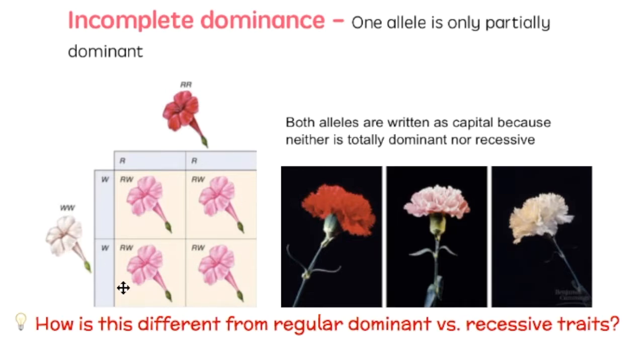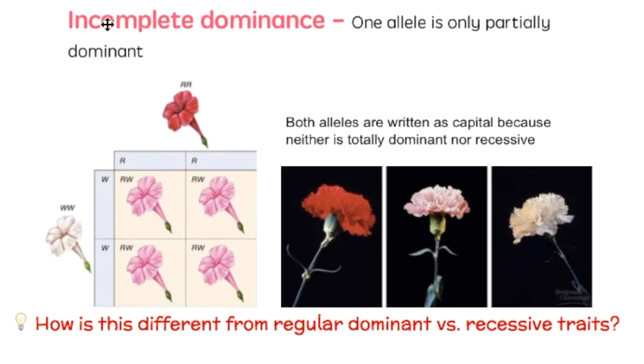So the best way to explain this is to use this example down here with these flowers. This red flower has 2 genes for the red color. The white flower has 2 genes for white flowers, and then when you do the Punnett square, all of the offspring end up with 1 red gene, 1 white gene, and they look pink. So this is kind of like mixing paint. Both alleles are written as capital because neither is totally dominant nor recessive. They mix equally. So it's incomplete dominance.